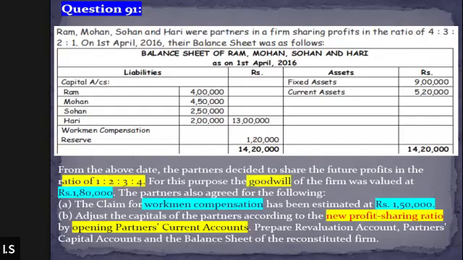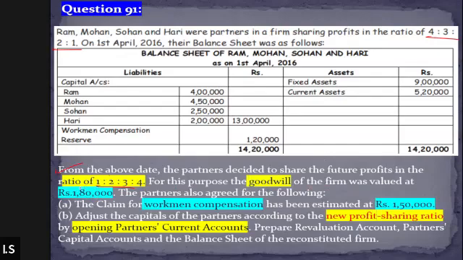So the first thing in the question is we have the old profit sharing ratio of the partners, that is 4:3:2:1, not relevant at this point of time. Then in the balance sheet, we have the assets, fixed assets, current assets, and on the liability side, we have the capital and the workmen compensation reserve balances given. In the additional information section, you can see the new profit sharing ratio, and the value of the goodwill is also given as 1,80,000.